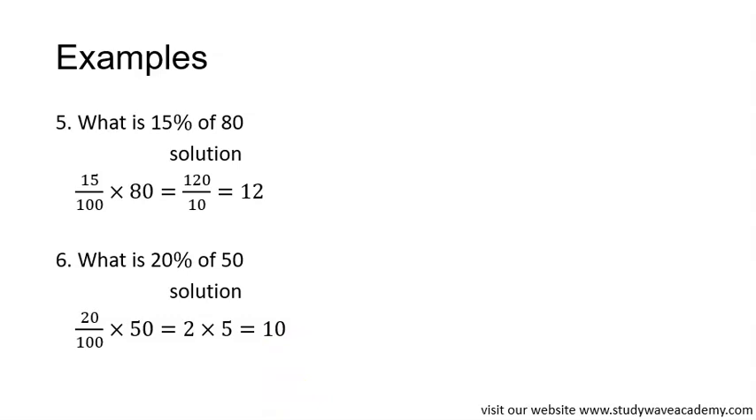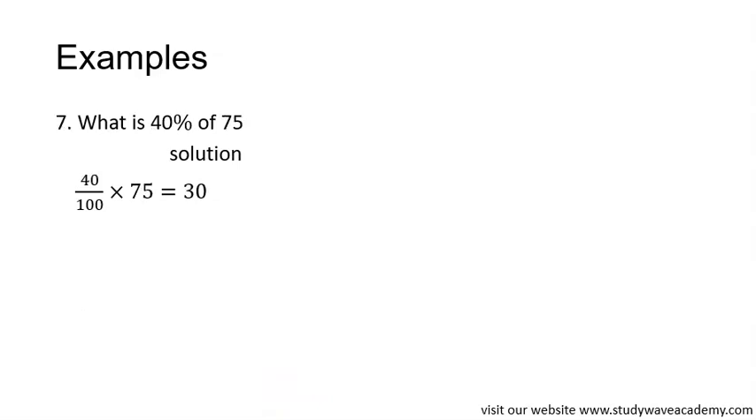Good. Let's take a look at another example. What is 40% of 75? The same process. Okay? It's the same process. 40 over 100 times 75 is equal to 30. I'm sure you're wondering, how did we get this 30? These numbers are big. How did we arrive at 30? I didn't show the working, right? But I'm going to explain it, okay?